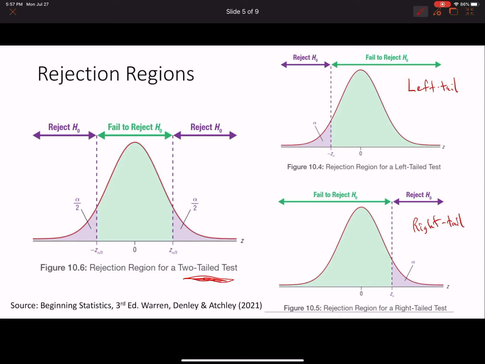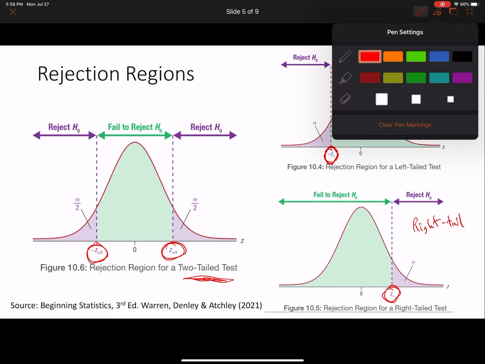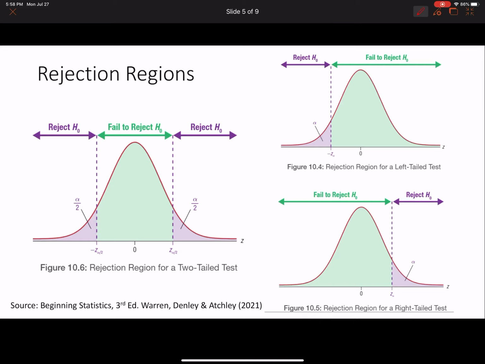And what you're going to notice is we've got this negative z alpha and z alpha. What the heck is that? Here's z alpha over 2. That should sound familiar. So what exactly are we saying? Well, the idea of rejection regions is somewhat simple in that it says the following. These z alphas that you see on the bottom here, these are your critical values.